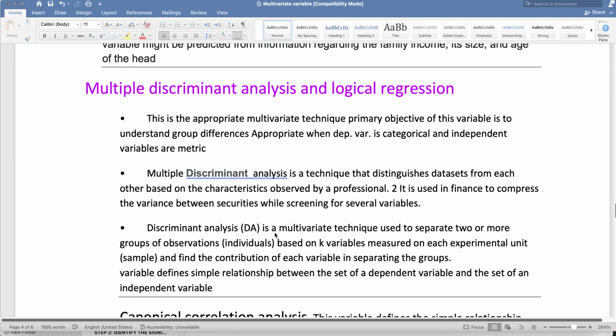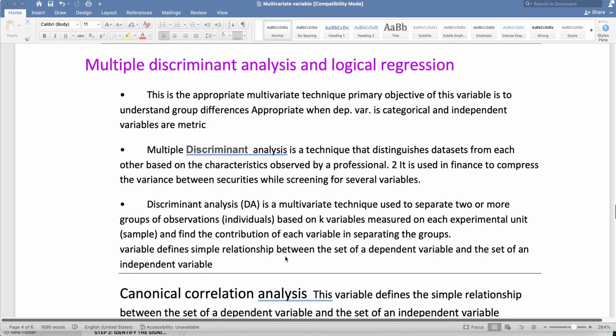Multiple discriminant analysis and logistic regression. This is the appropriate multivariate technique when the primary objective is to understand group differences. It is appropriate when the dependent variable is categorical and the independent variables are metric.